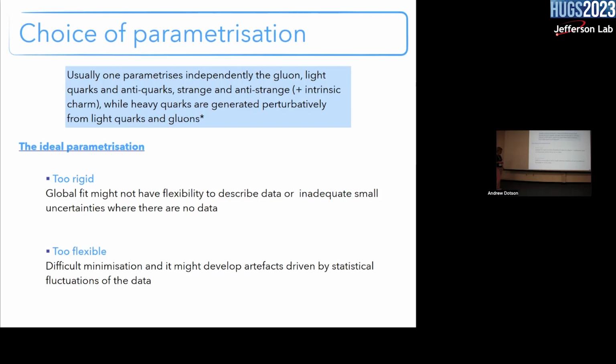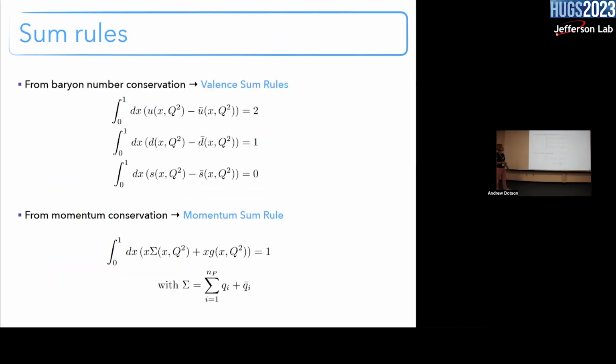If it's too flexible, then it's, first of all, difficult to minimize, and then it might develop some artifacts that are driven by the statistical fluctuation of the data, okay? So you want to find the balance between something that is too rigid and something that is too flexible, okay? So how do you do that?